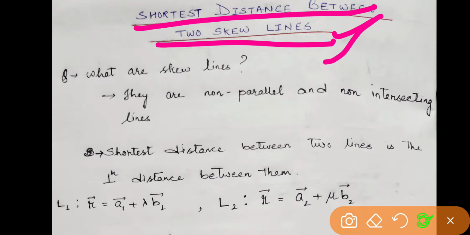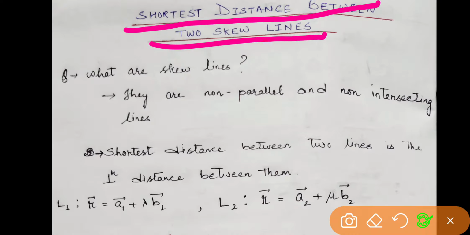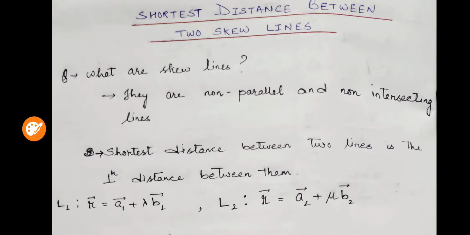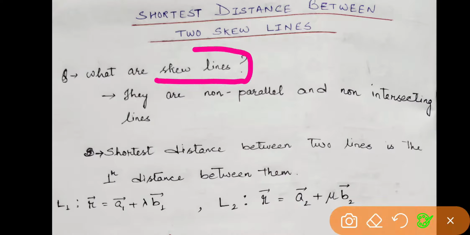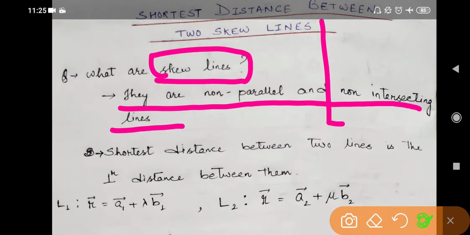Now here we'll be talking about shortest distance between two skew lines. Before doing that, we need to know what skew lines are. As I have written here, they are non-parallel and non-intersecting lines. Now let's see in two dimension.